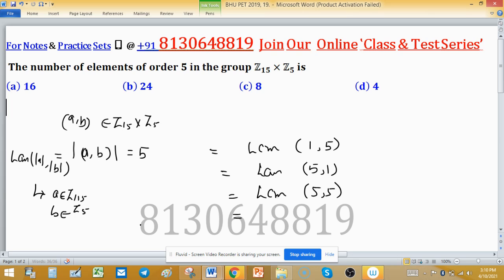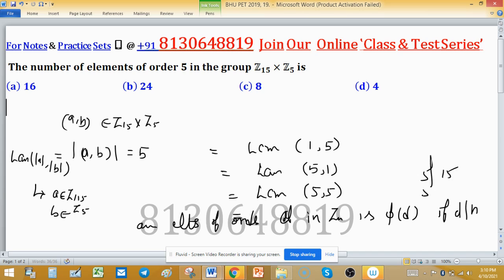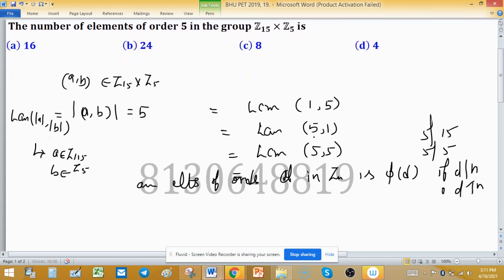And we know that the number of elements of order d in Zn is phi(d) if d divides n, meaning 5 divides 15 and 5 divides 5, otherwise 0 if d doesn't divide n. In the first case, the order of a is 1, so only the identity element has order 1, so one element here, and order 5 gives phi(5), which is 4 elements. So 1 into 4 means 4 elements from here.